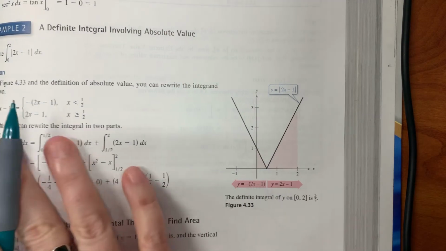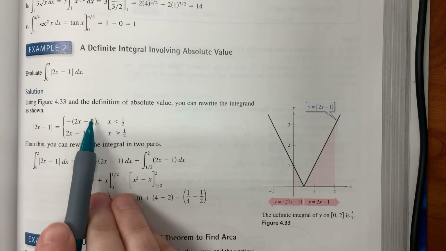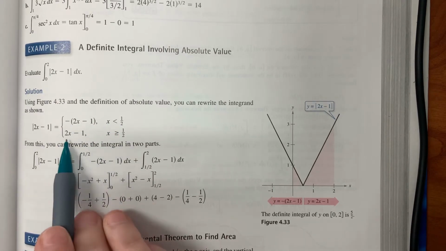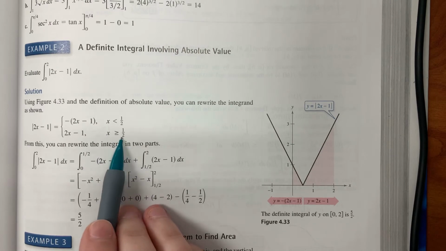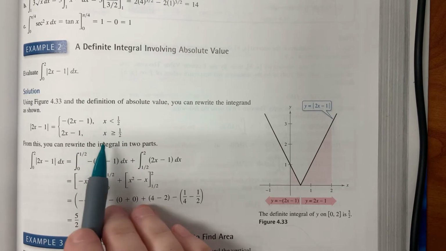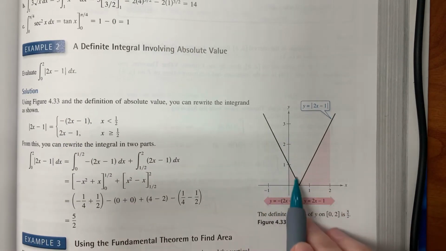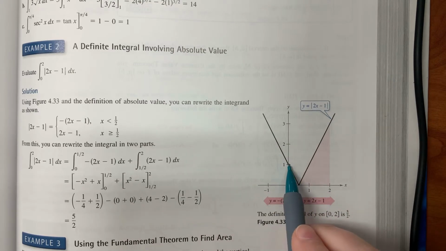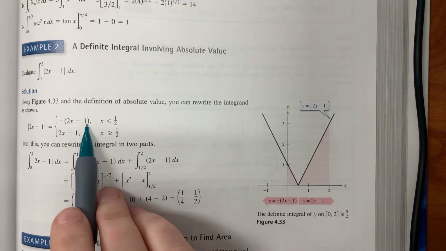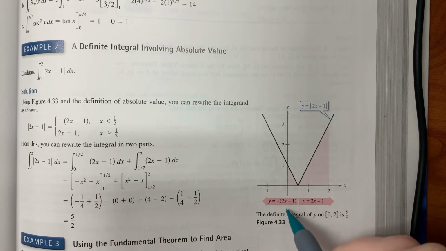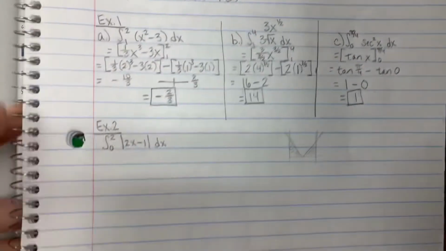So what the book tells me to do is separate this up into two functions. The negative one for when it's less than 1/2, and then the positive one when it's greater than 1/2. Notice on this one, they put a negative on the outside of the parentheses, because if you look at this line, I have a y-intercept of +1. So this would be a +1 instead of a -1. This one, if I go down, my y-intercept would be -1. So just watch what you're doing on those two things.